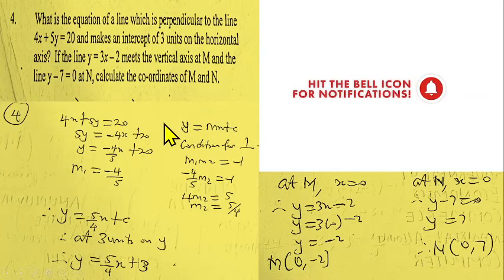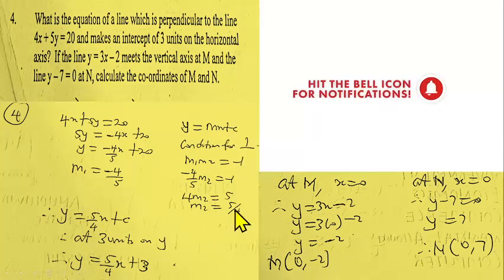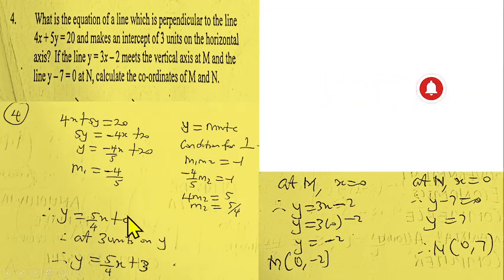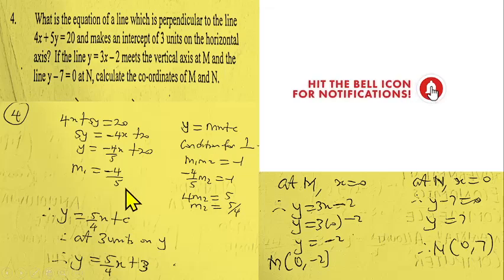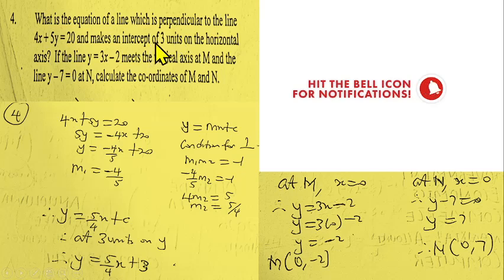It should look like this template, the linear template, which is y equals mx plus c. Now we know the gradient, which is 5 over 4, so we can put that into this place. That will give us y is equal to 5 over 4 x plus c. We are told that the line makes an intercept of 3 units.